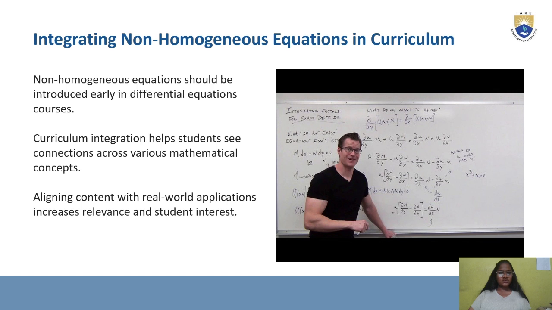Integrating non-homogeneous equations in curriculum. Non-homogeneous equations should be introduced early in differential equation courses. Curriculum integration helps students see connections across various mathematical concepts. Aligning content with real world applications increases relevance and student interest.